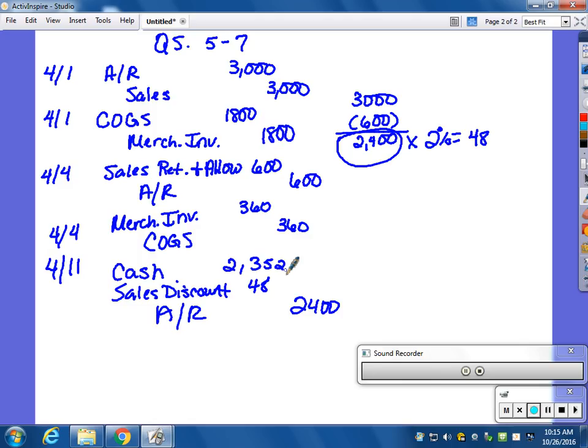Now, let's just say they didn't get a discount, and they didn't pay within the period, right? This would obviously not be here, right? And that cash would be the full 2,400 that they owe after the return that they made. That's if they didn't get the discount. But because they paid within the discount period, discount is debited and the amount of cash. Okay, so if it was the 12th? Mm-hmm. This would have been the 24th. It just would have been 2,400 that they owe back.